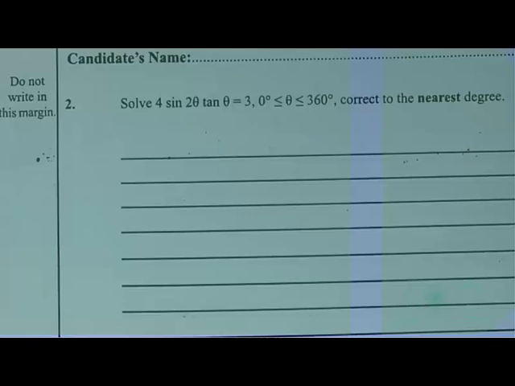Solve for 4 sine 2 theta tan theta equal to 3 within the range theta from 0 degrees to 360 degrees, correct to the nearest degree. First, what we need to do is to simplify. So we have 4 sine 2 theta tan theta is equal to 3.